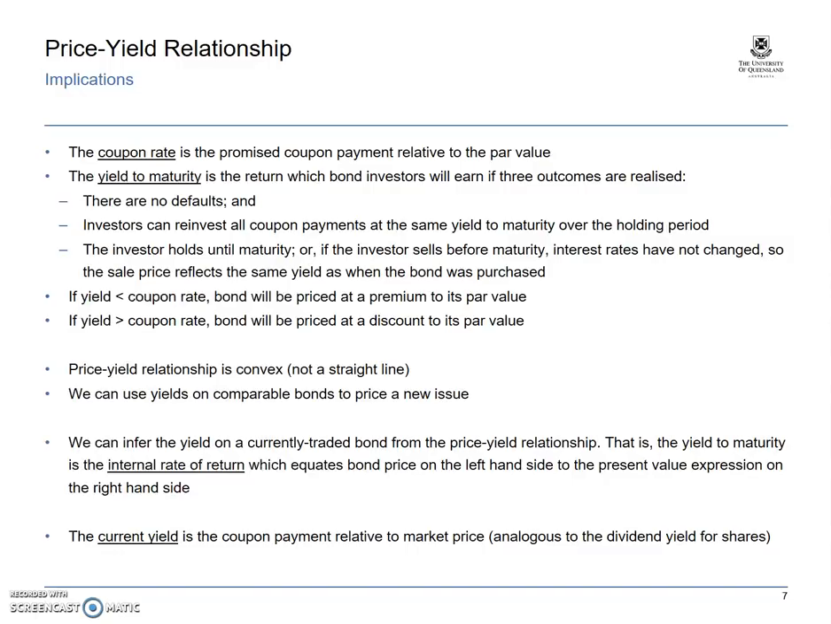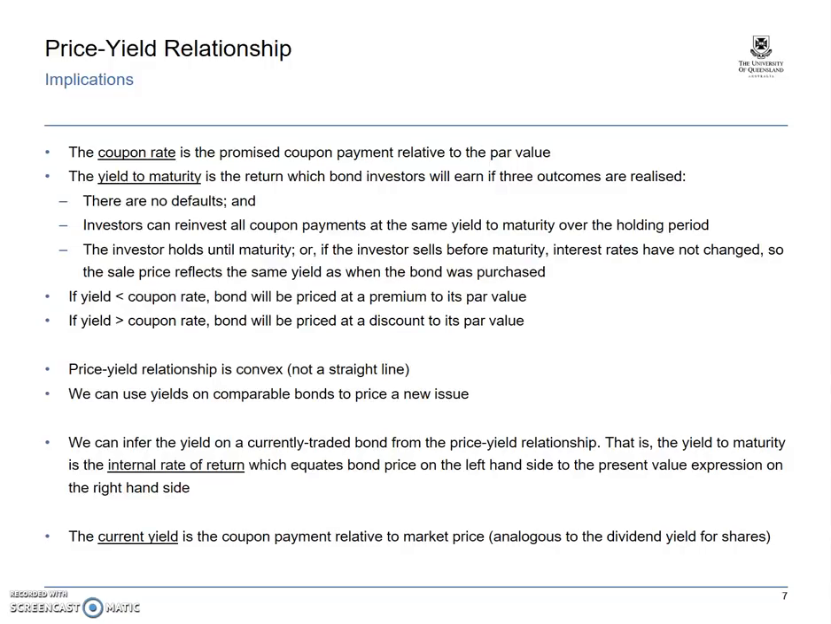Just to get some terminology so that it's easier to understand these concepts, the coupon rate is the rate that the issuer promises to pay in terms of each coupon payment. And so it's a coupon rate relative to the par value. If you take the coupon payment divided by the par value, you get the coupon rate. Or if you multiply the coupon rate by the par value, you will get the coupon payment.